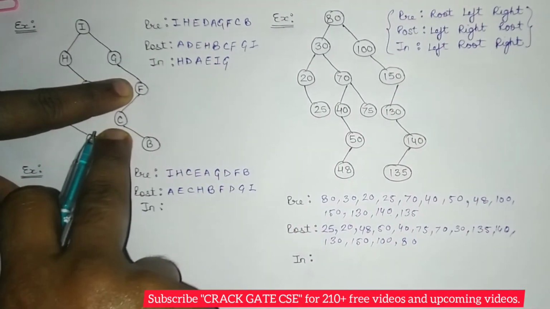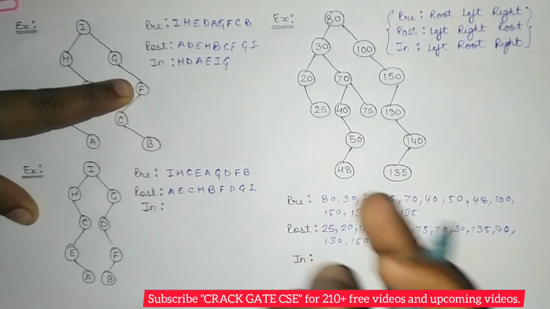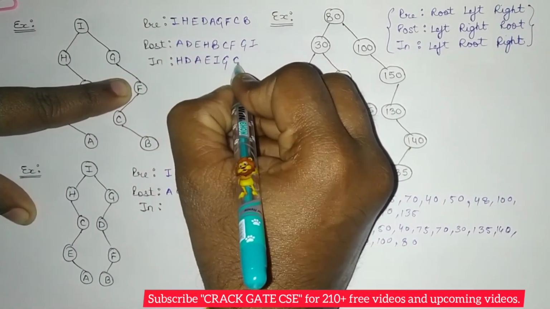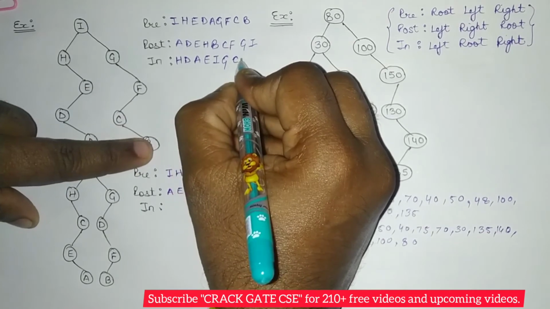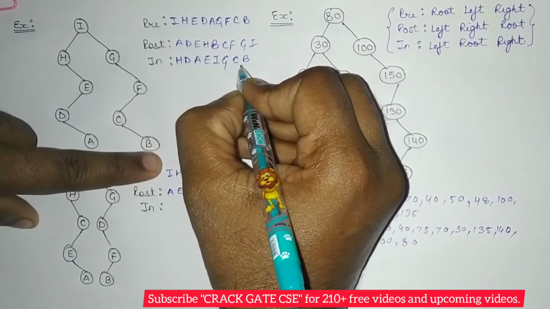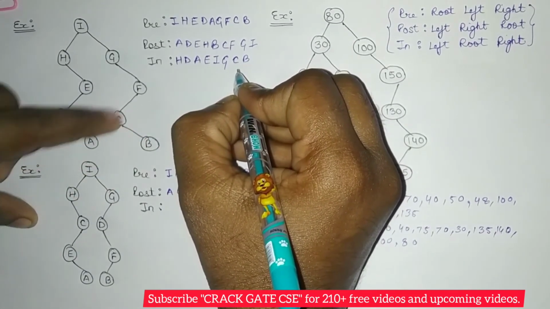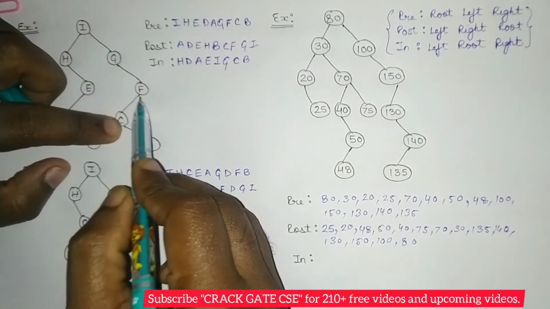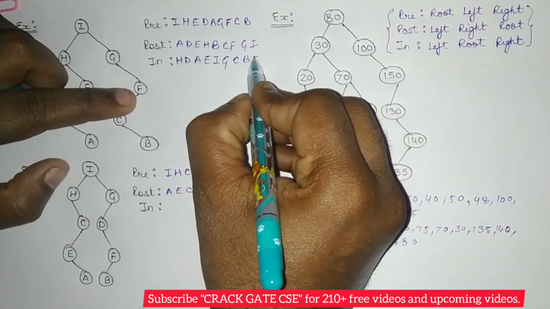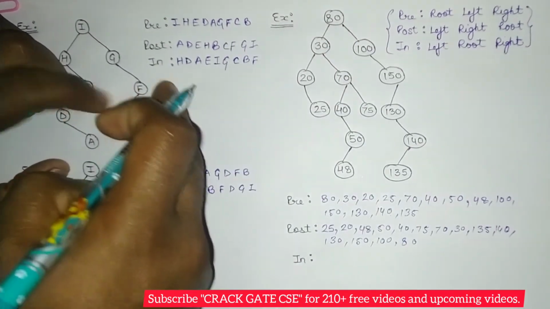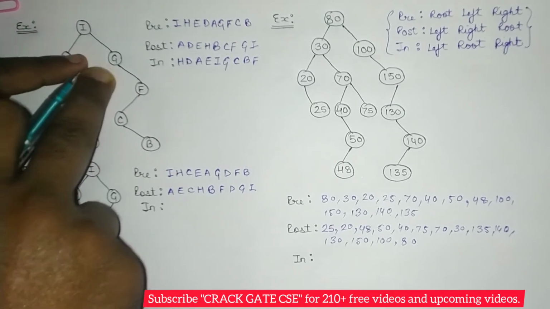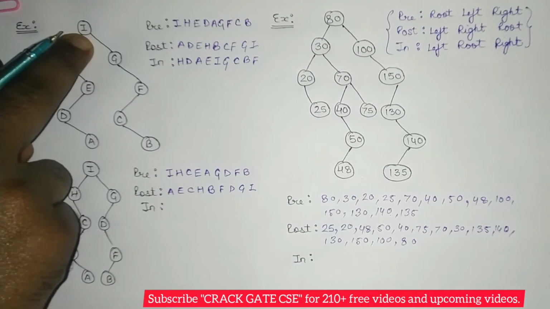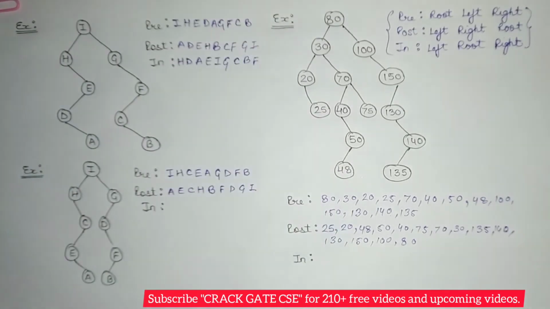Here check left, yes, left exists, that means C. Move on to the C. No left, print root, C. Then right, no left and right, print this B, backtrack, B, C. So for this F, left is done, that means print the root, which is F. Now there is no right, so backtrack. For G, left was done, root was printed, right is done, backtrack, and this I is already printed. So this is how you can find out the in order.